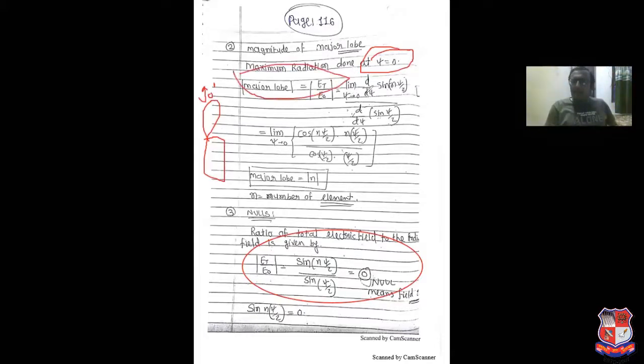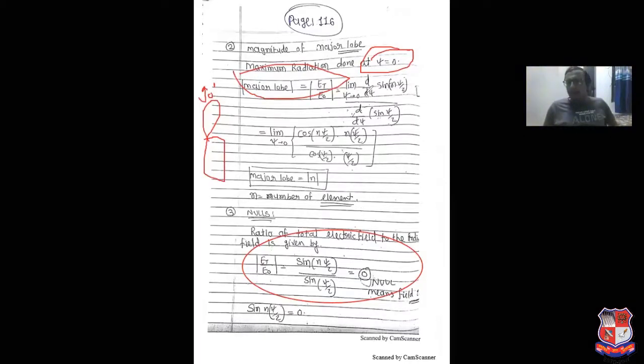Limit ψ tends to 0. d/dψ of sin(nψ/2) means what? Maximum derivative. First derivative must be equal to 0. So limit ψ tends to 0, d/dψ of sin(nψ/2) divided by d/dψ of sin(ψ/2). Why can we take the derivative? Because it is a concept of mathematics. First derivative must be 0 to obtain the value of maximum.